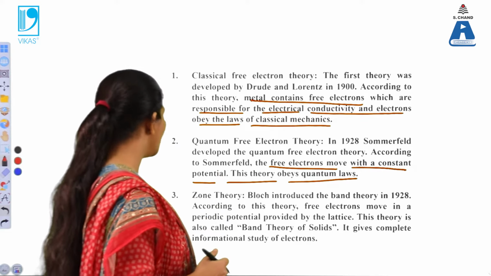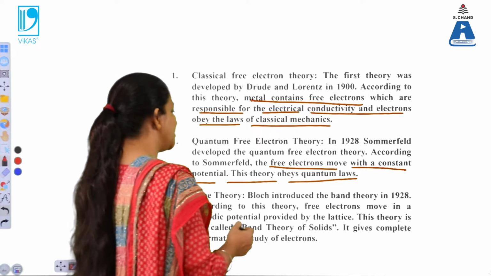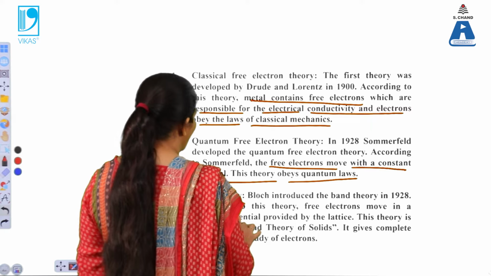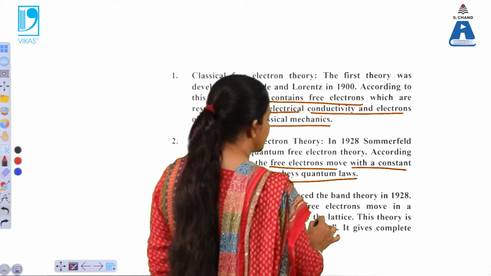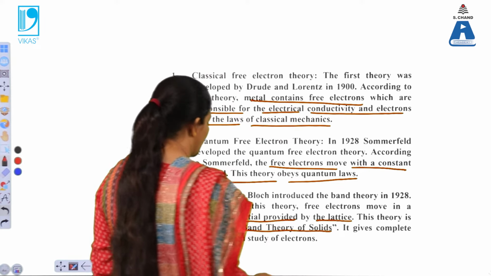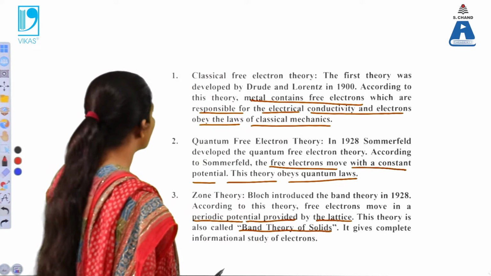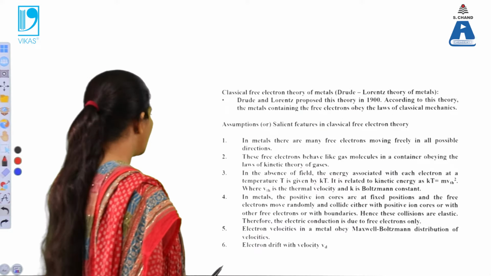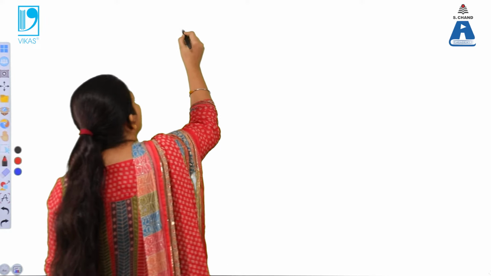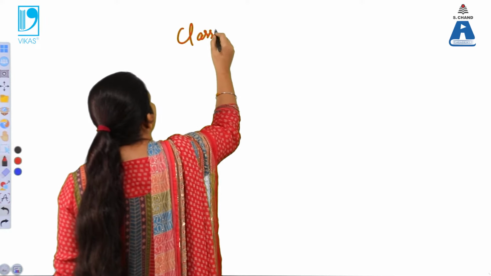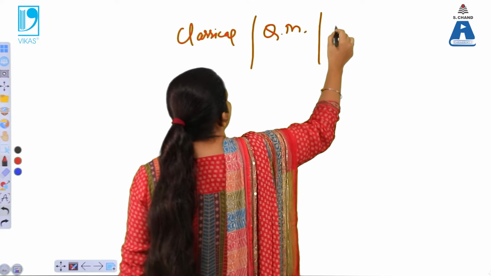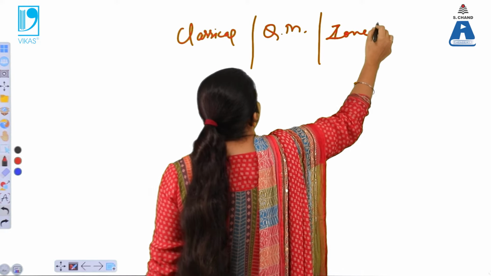Next is the zone theory, according to which Bloch introduced the band theory. According to this theory, free electrons can move in the periodic potential provided by the lattice, and this theory is also called the band theory of solids. So what does band theory of solids mean? Here there are three theories: one is the classical theory, the second is the quantum mechanical theory, and the third is the zone theory.